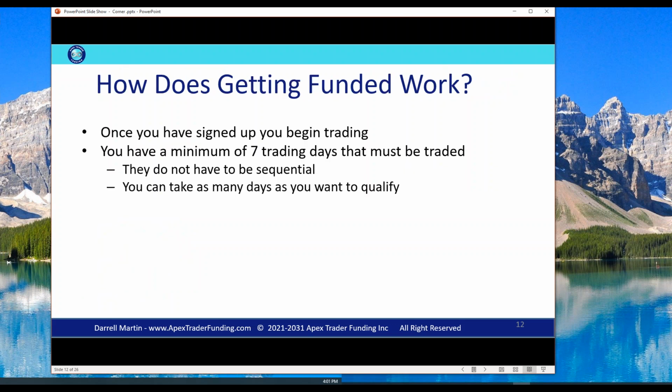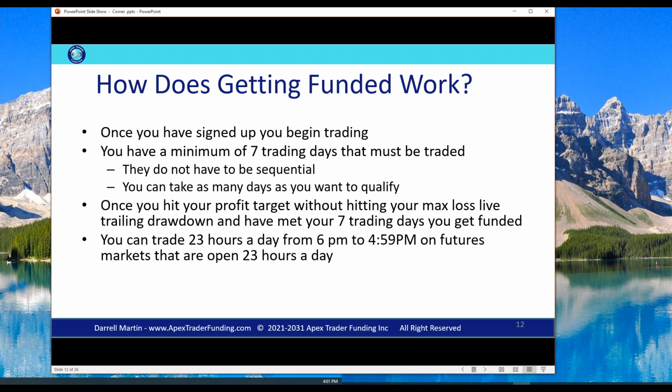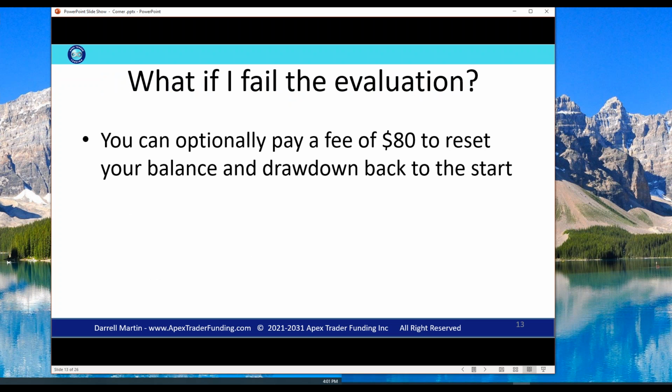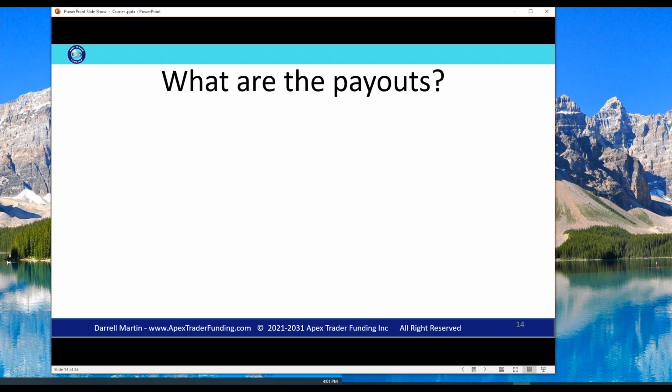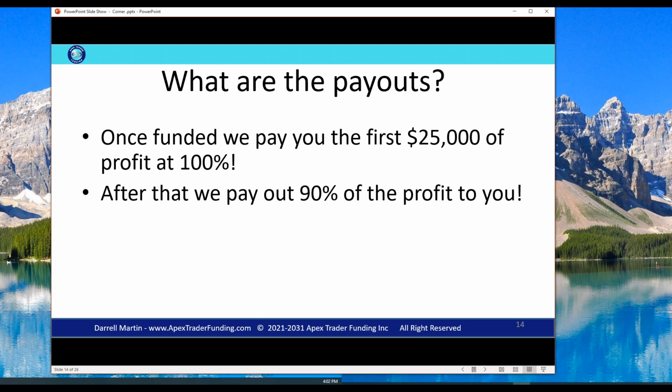Like I said, once you sign up, you can start trading. You have a minimum of 7 trading days. Doesn't have to be consecutive. You can take as long as you want. Once you hit your profit target, you've passed the evaluation, you move to the funded account, okay? Again, if you fail the evaluation, you can reset it. What are the payouts? We actually pay out 100% of the first $25,000 that's paid out to the trader. Then after that, we do a 90% split. 90% to the trader, 10% to us, okay?